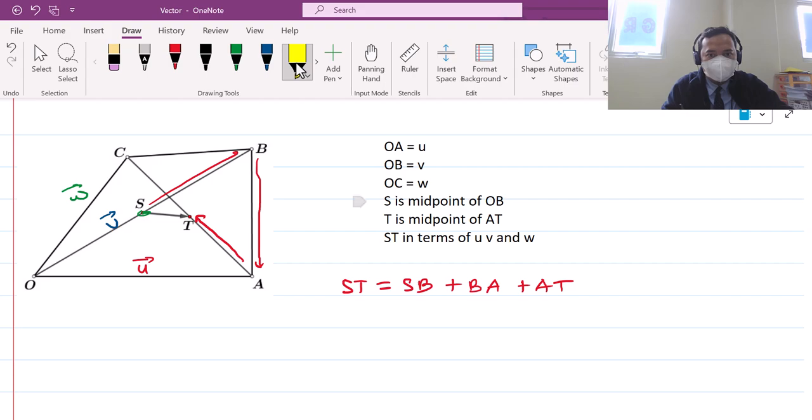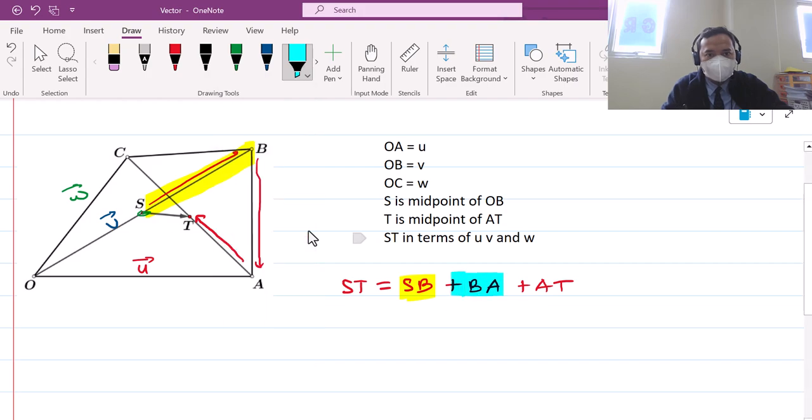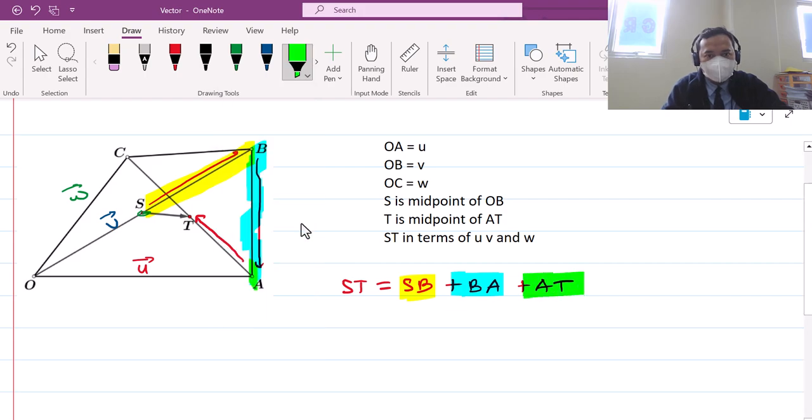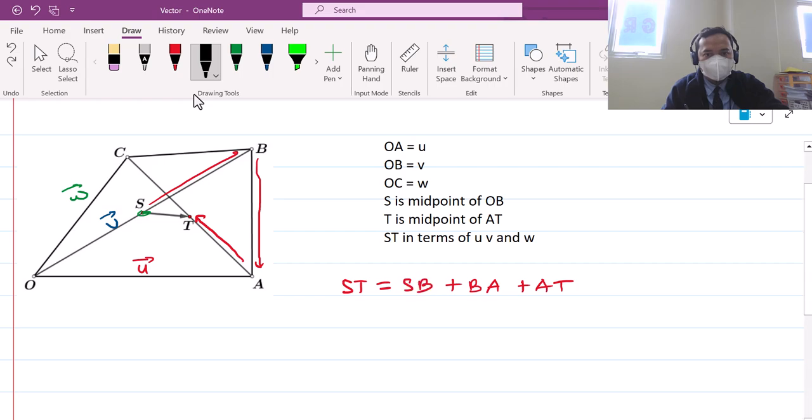Let me rephrase it again. SB is this guy, the first path, and then BA is the second path from here to here, and then the last one is this guy over here, AT, from here to here. Can you see that? Again, I'm starting from S, I end up with T. Okay, so that's the first thing. Now let's break down what we have here.